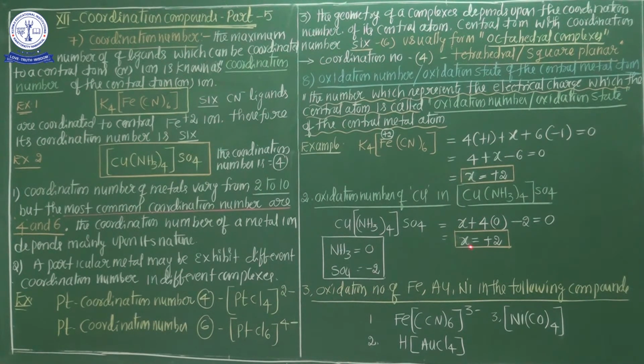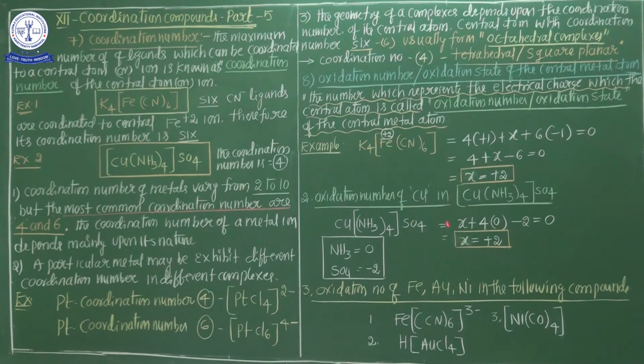The oxidation number or oxidation state of the central metal atom may be calculated according to the common rules and regulations. Already you are studying. So here, what is the exact oxidation state and oxidation number? The number which represents the electrical charge of the central atom is called the oxidation number and oxidation state of the central atom. Now see here, one example is there, potassium ferrocyanide. So what is the oxidation number of iron in potassium ferrocyanide?